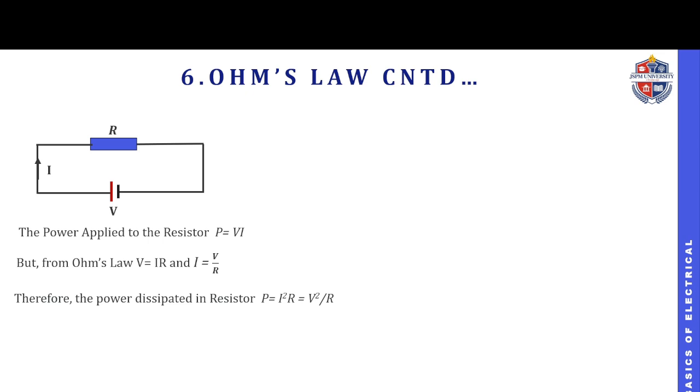Since I is V by R, if we substitute again, we get V squared by R. There are no other elements in the circuit. Therefore, the power dissipated by the resistance is the input power V into I, or otherwise I squared R or V squared by R. Here I is the current flowing through the resistance and V is the voltage across the resistance. As the resistance is the only element connected in the circuit, the voltage across the resistance is the voltage applied to the circuit.